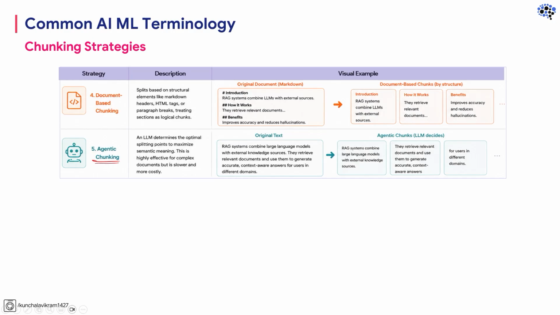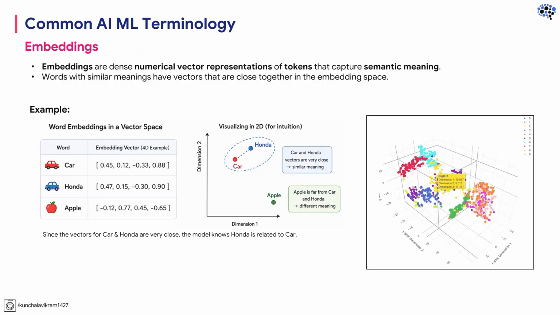And then agentic chunking involves using another LLM to determine where we should split the information or the documents. Since the LLM understands the overall sentence, it can do very effective chunking. So now you can see it did not chunk randomly. It uses its own knowledge to break chunks that have semantic meaning.